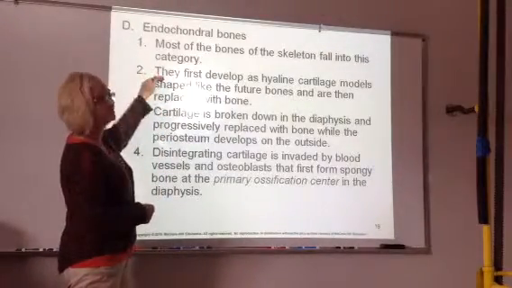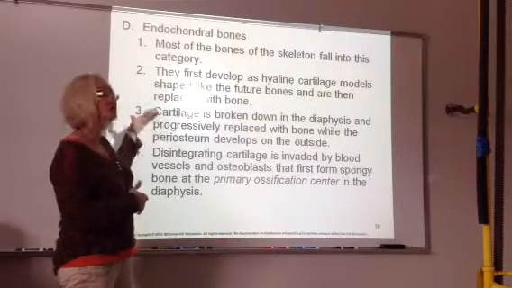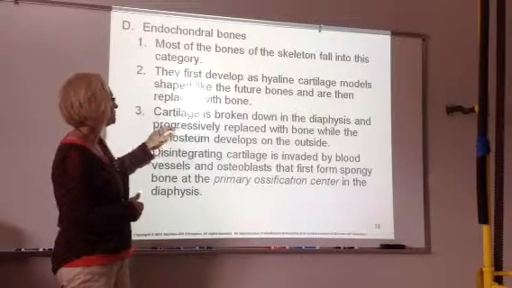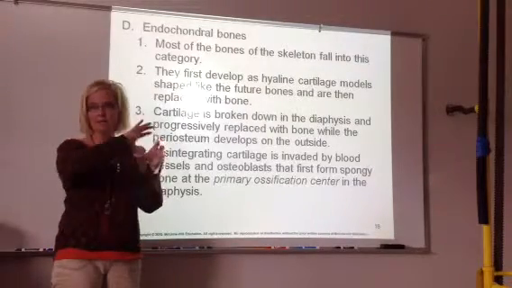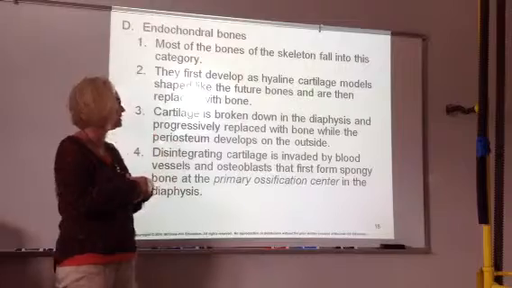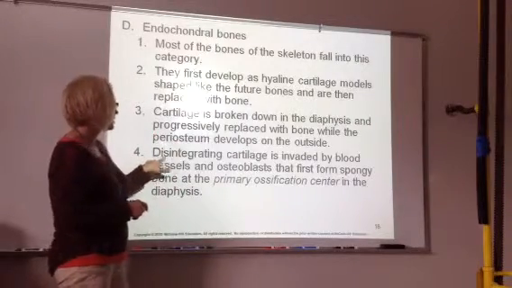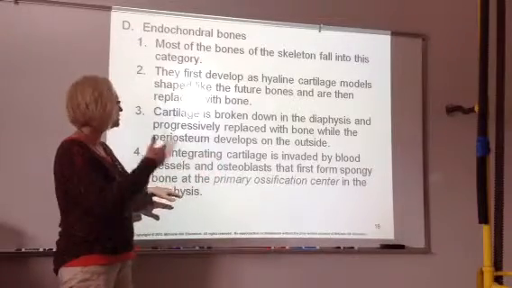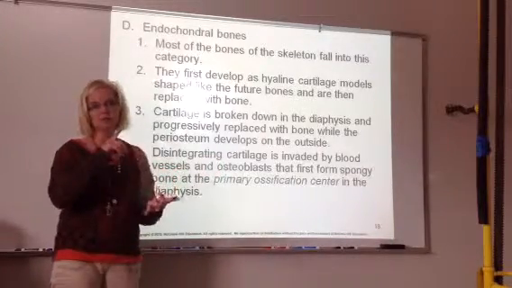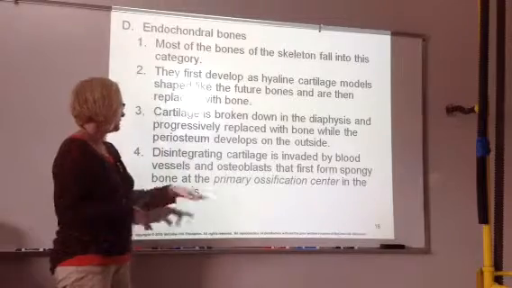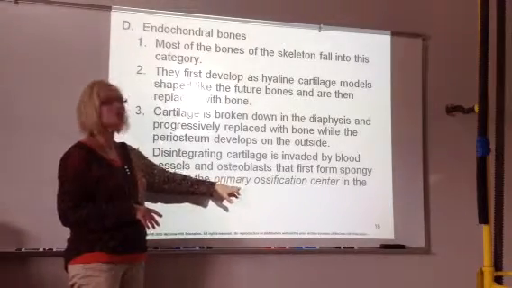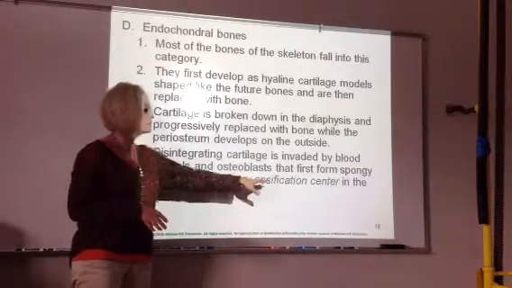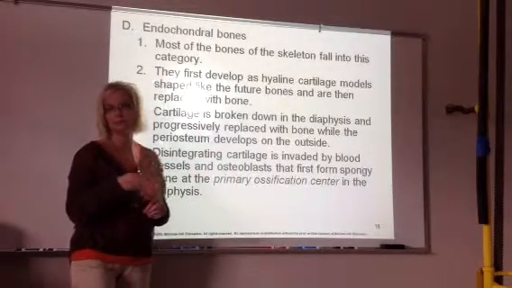So, hyaline cartilage. Cartilage is being replaced by bone. When it's being replaced, that periosteum, the outside lining, is going to form on the outside of the bone. And that cartilage that was on the inside is being replaced by blood vessels and spongy bone, and primary means first. So typically the diaphysis, the shaft, is the first place that the bone ossifies or gets hard.